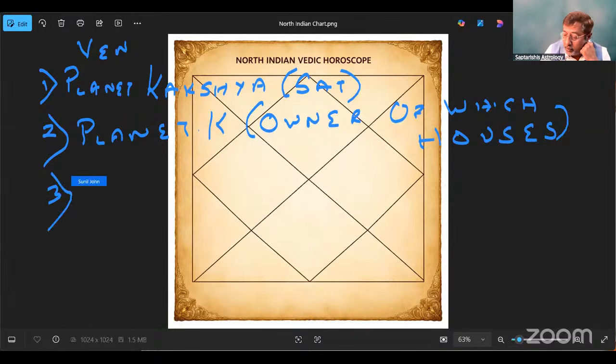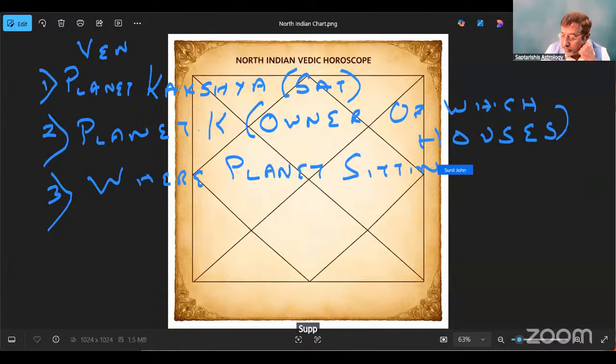Third, where is this planet sitting? Suppose Saturn is the planet, like we took here. So if it is Mesha Lagna, Saturn is owner of 10 and 11. Where is it sitting? Saturn, suppose, is sitting here.